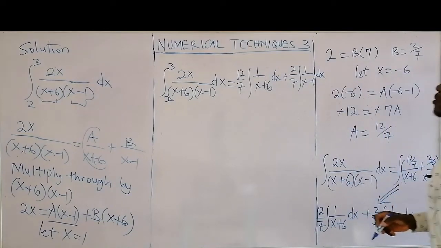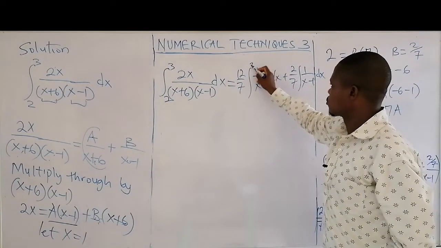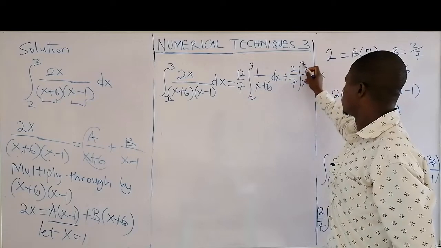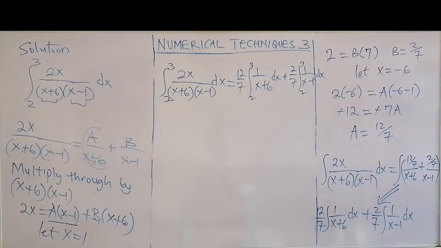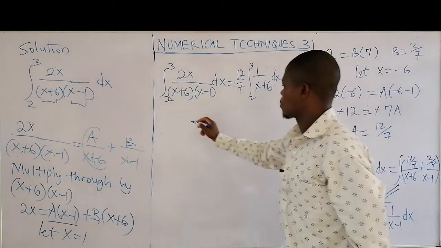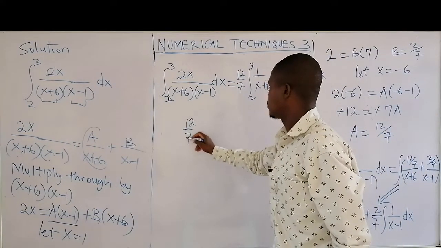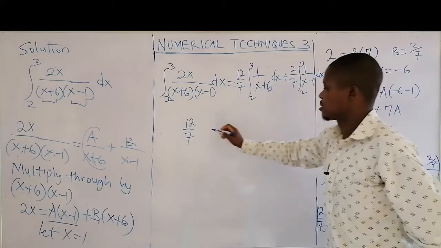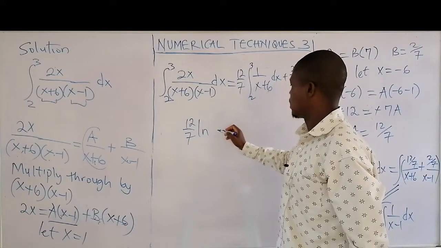With limits from 2 to 3, that will be equal to 12 over 7. The integral of this one will be ln of (x plus 6).